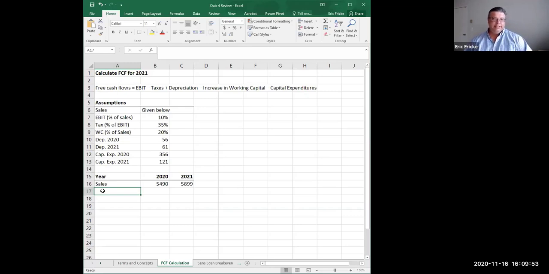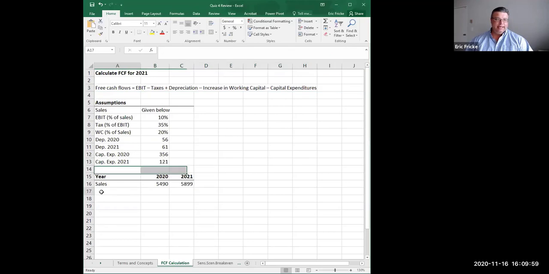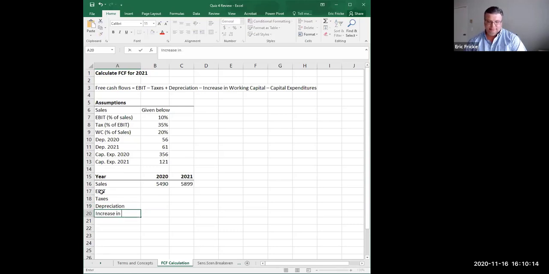All right, let's take a look at this then. So we want to calculate this for 2021, right? So I'm going to go ahead and write down all the pieces of information that we need, starting with EBIT. Then we need taxes, then depreciation, then the increase in working capital, and then capital expenditures.